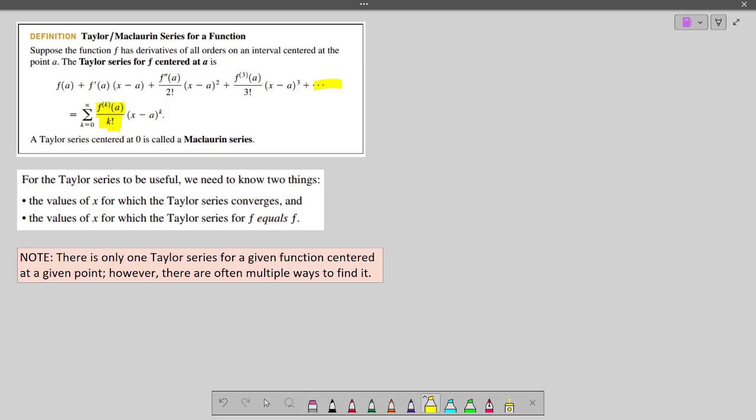So for a Taylor series to be useful, we need to know two things. We need to know the values of x for which it converges. That's the interval of convergence. If the interval of convergence is just at its center, not very useful. We want an interval that's wider than the center. This is a little bit hard: the values of x for which the Taylor series for f equals f.